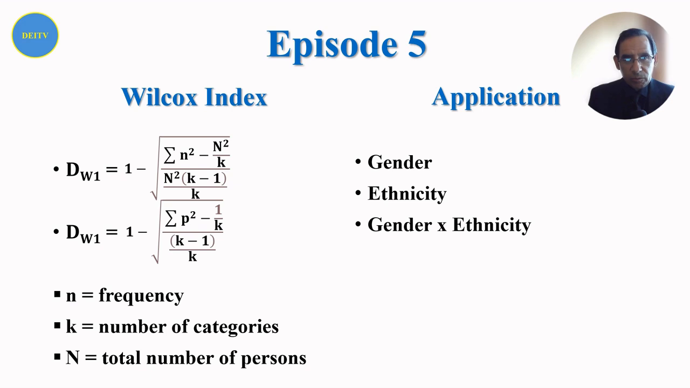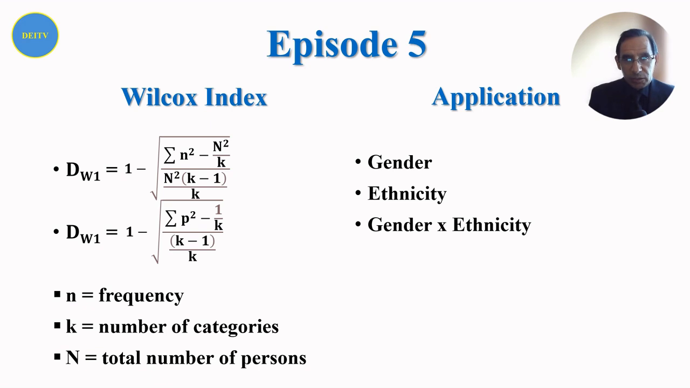Episode 5 will cover the Wilcox index. Like the indices presented in this episode and in episodes 1, 2, and 3, you can use frequencies or you can use percentages. So I'll demonstrate how to apply the Wilcox index to frequencies and also to percentages. And just to review, small n refers to the frequencies, k refers to the number of categories or the number of groups, capital N refers to the total number of persons in the organization.